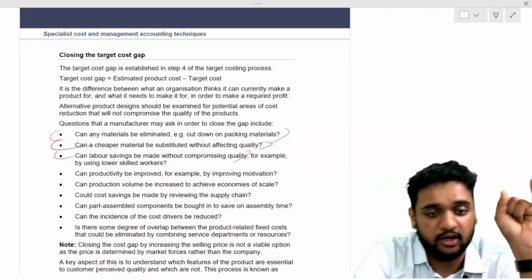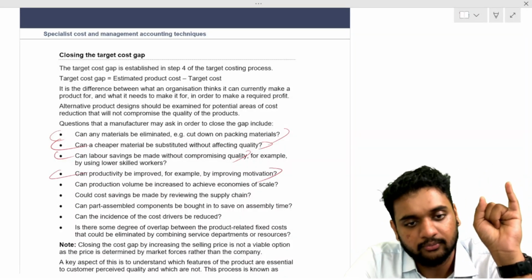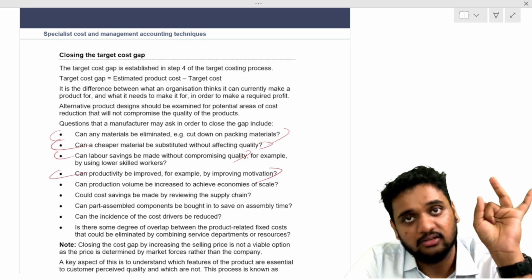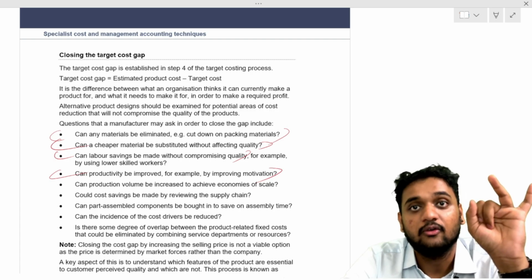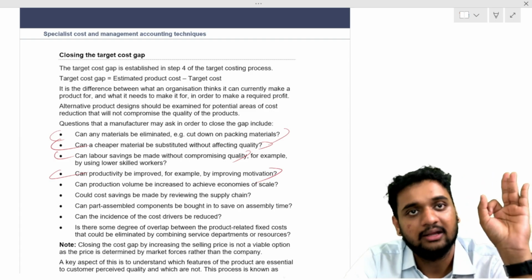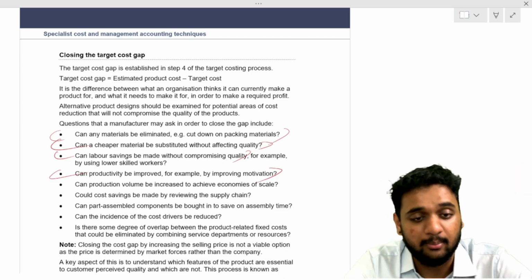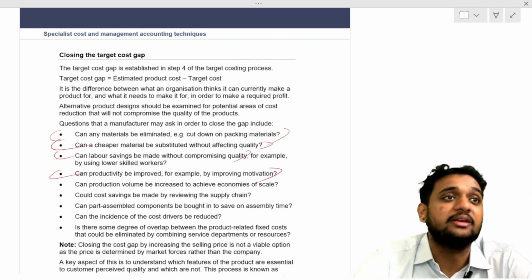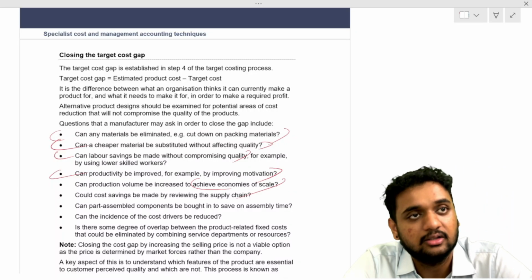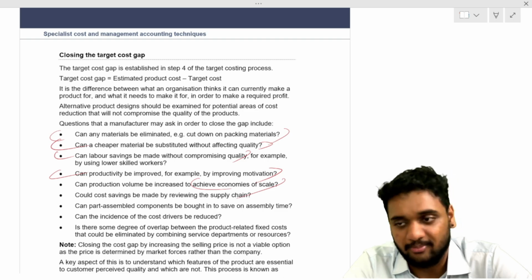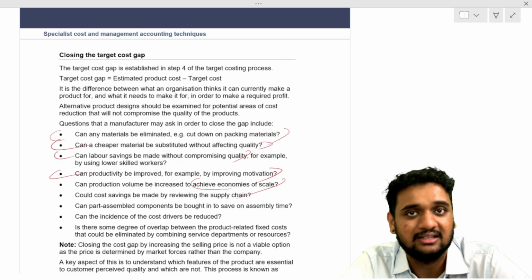What is the first point? Second, cheaper material can be used without compromising on quality. Third, labor savings can be made. Fourth, productivity can be improved. Fifth point is, can we achieve economies of scale? What do you mean by that? When you produce more, it becomes cheaper. Suppliers will give a cheaper price.